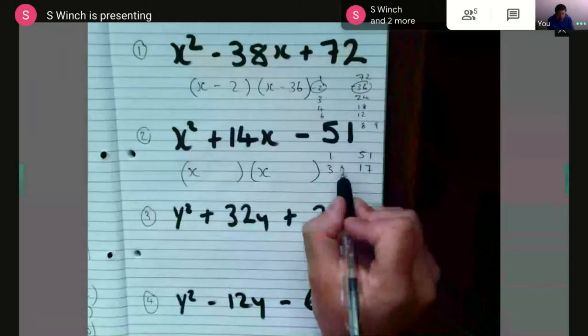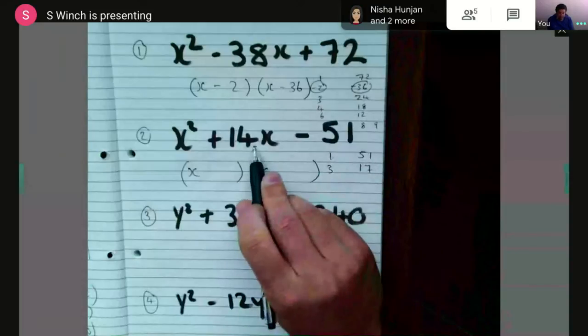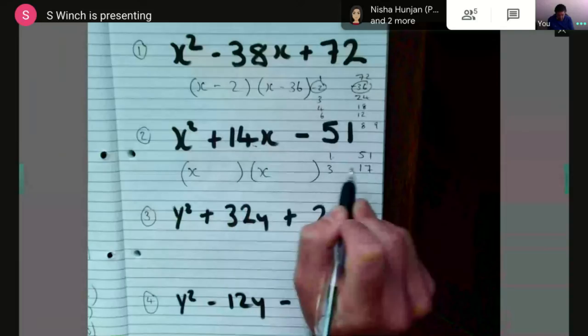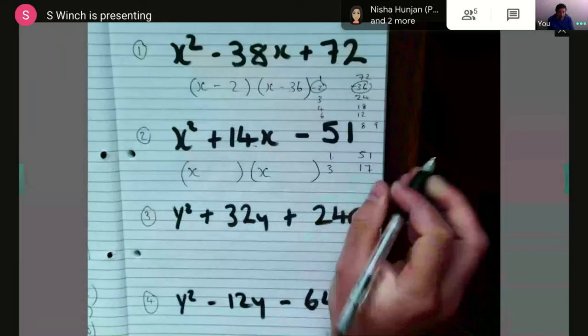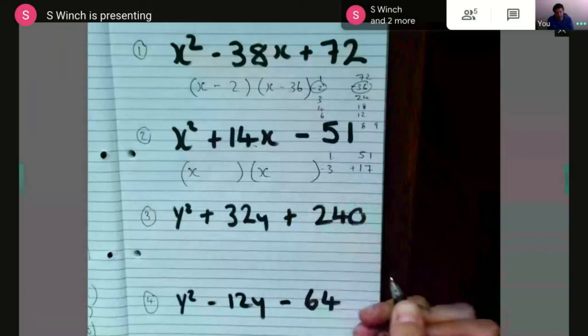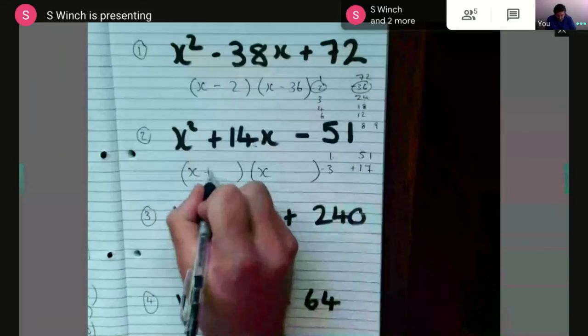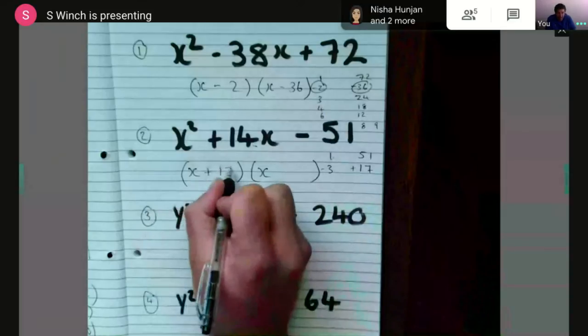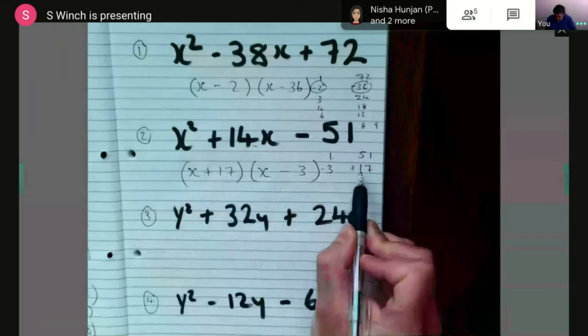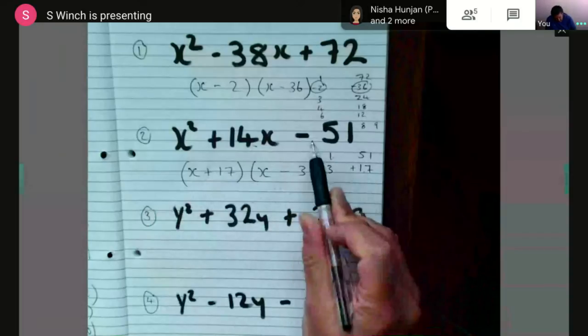So if we've got 1 and 51, does that make 14? No. 3 and 17, can we make positive 14 using 3 and 17? Of course we can. We could say positive 17 take away 3, which gives us positive 14. So positive 17 minus 3, and multiplied together, minus 3 multiplied by positive 17 gives us negative 51.